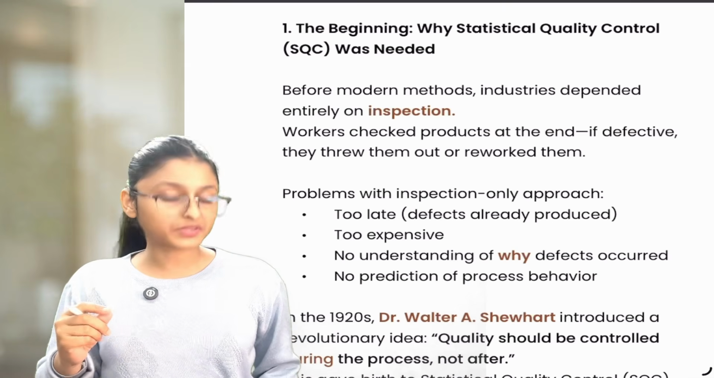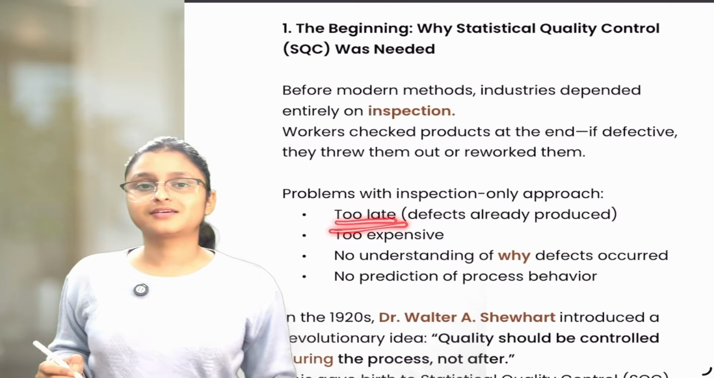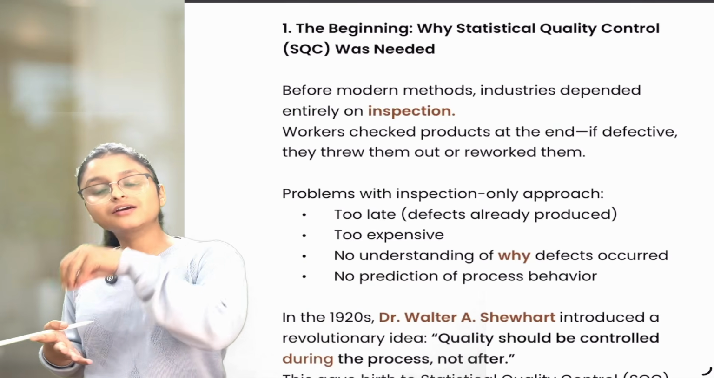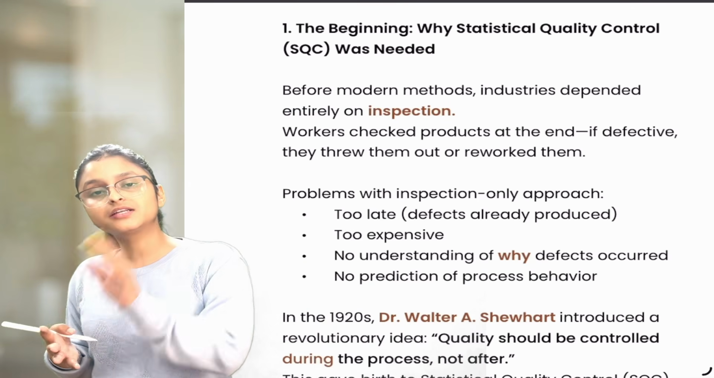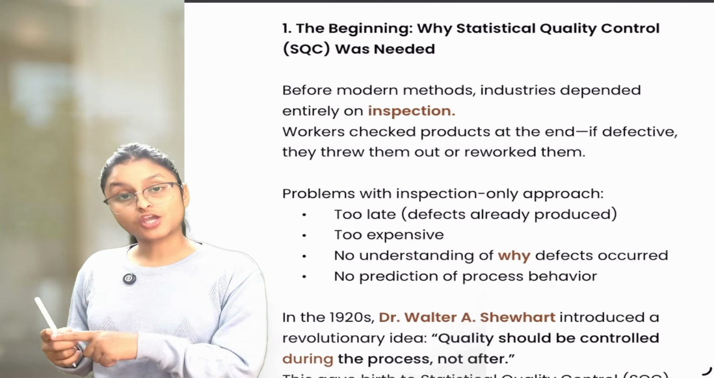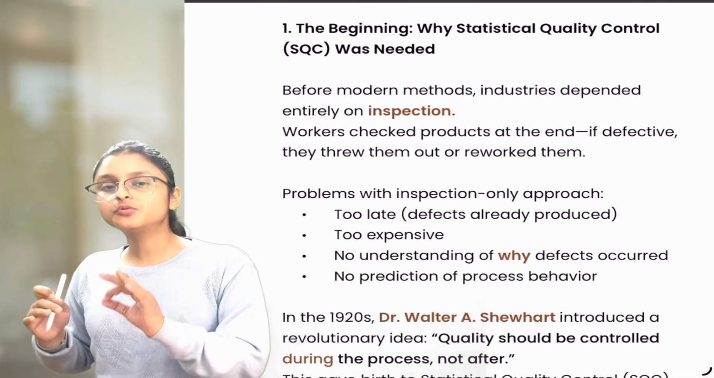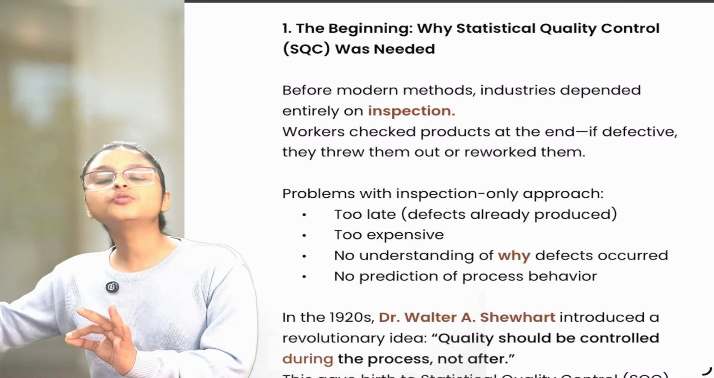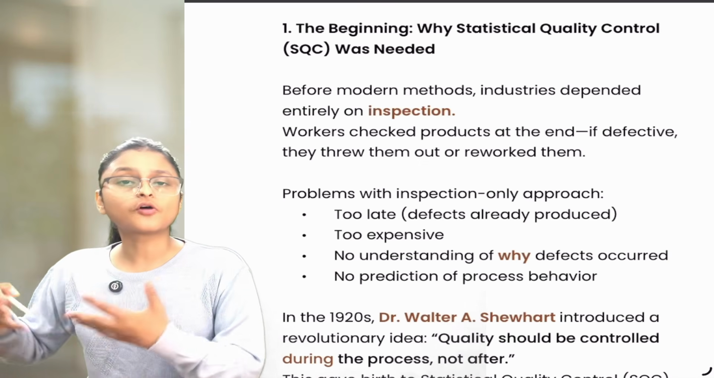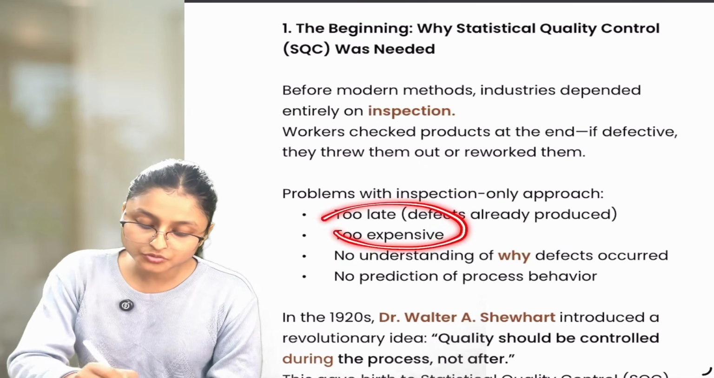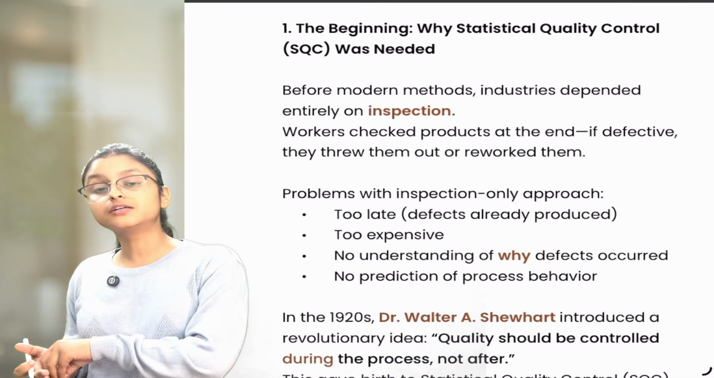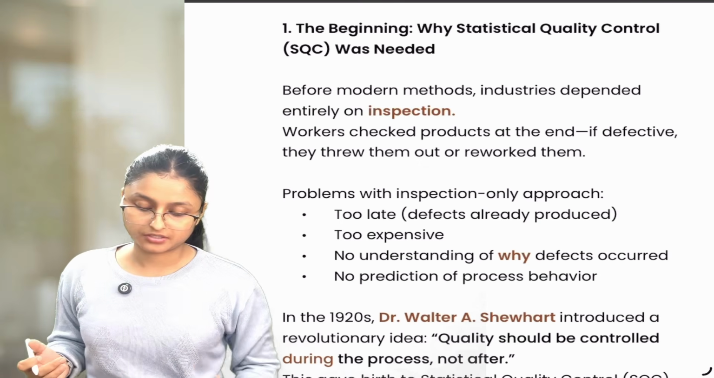Then what is the problem with it? It's too late. You are checking the final product, which has already incurred all the material, labor, and other expenses. Now you are checking whether the product is defective or not. By checking it, you are able to make sure that the defective product is not going to our customer. But the thing is, you have already incurred a lot of expense on it. So it becomes too expensive for the organization because all the expenses have already been incurred. Now we are throwing that product.